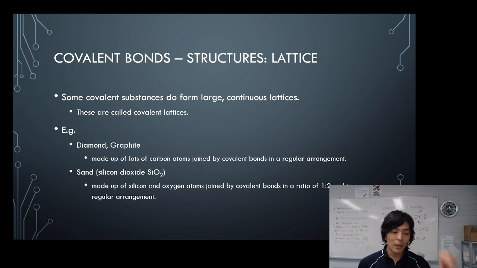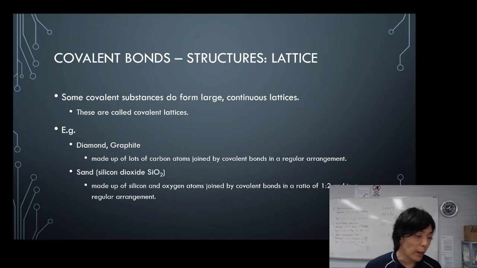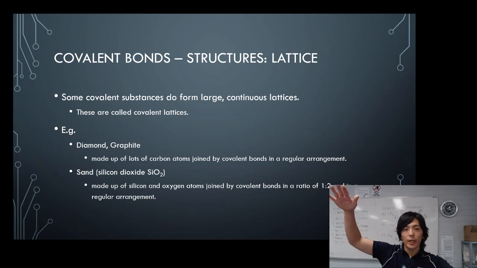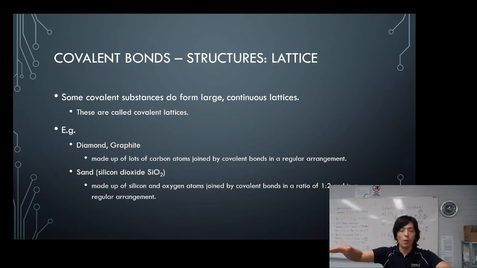All right, so that was for molecules. Molecules are small, lattices are big. What sort of big things can covalent bonds make? Some covalent substances do form large continuous lattices. It's called a covalent lattice. For example, diamond or graphite. It's carbon only. The structure is a bit different, but lots of carbon atoms join together, maybe as layers. If you have thin layers combined like so, they can come off very easily, and that's how you can write with a pencil. It's got graphite in it. Whereas for diamond, the atoms are interlocked into position and they're very solid because of that reason.